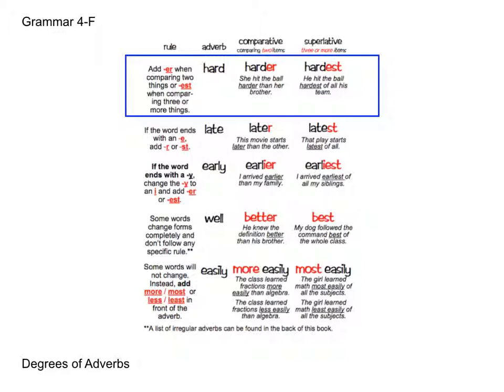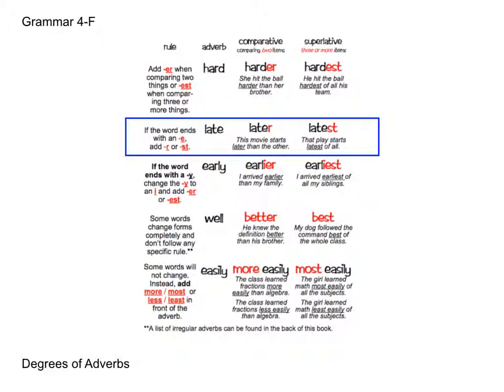When you have an adverb that you need to form into comparative or superlative, you're going to add er when comparing two things and est when comparing three or more things. So harder and hardest. She hit the ball harder than her brother. He hit the ball hardest of all his team. Pretty straightforward, and you're probably already used to this type of adverb anyway.